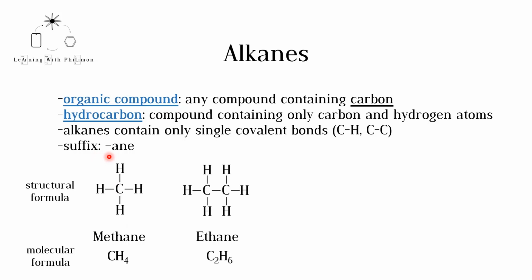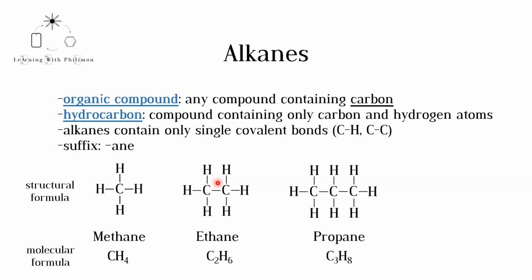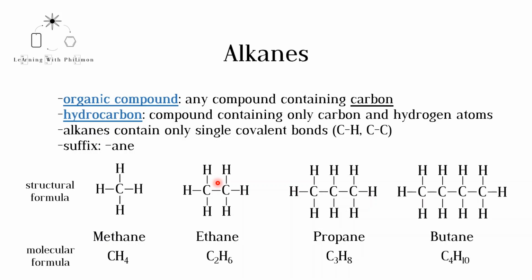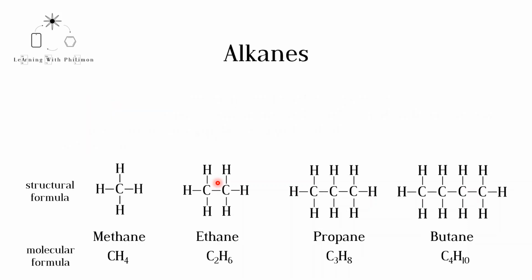Ethane is the second alkane. Note that ethane contains a carbon-carbon single bond. Propane is the third alkane. Butane is the fourth alkane. It is essential for later topics that you remember these prefixes: meth, eth, prop, and but. Each one tells you the number of carbon atoms in the longest carbon chain. This will be discussed in more detail in later videos.